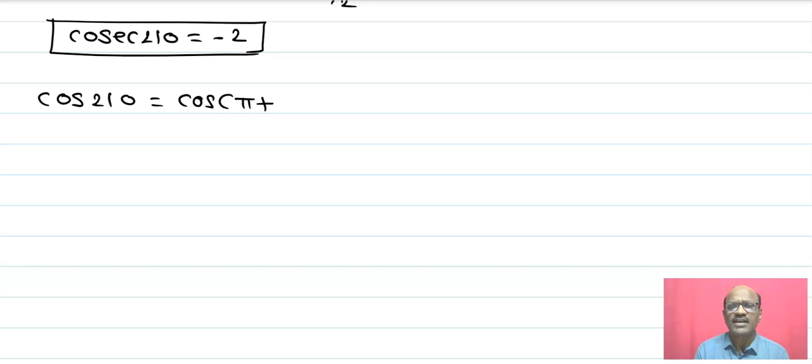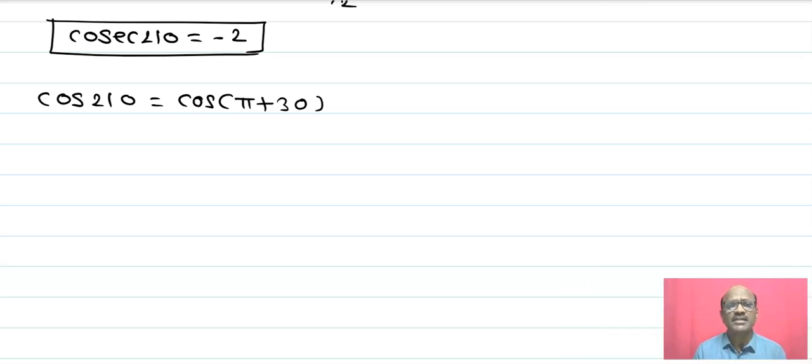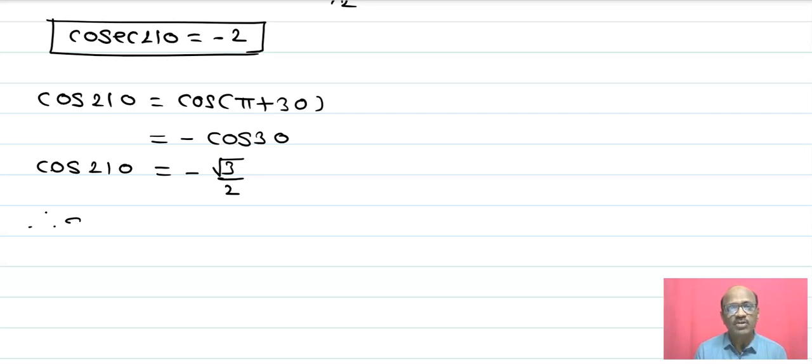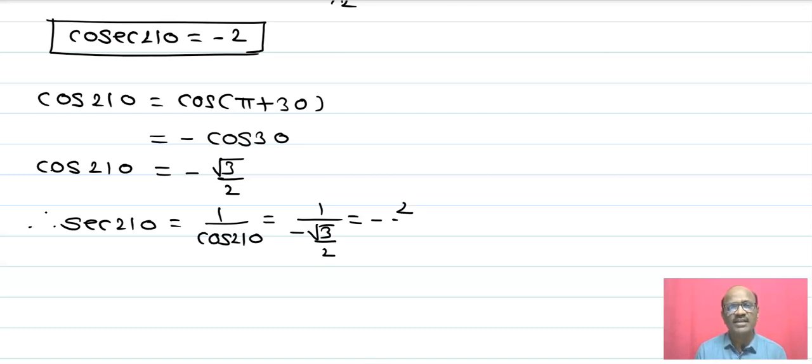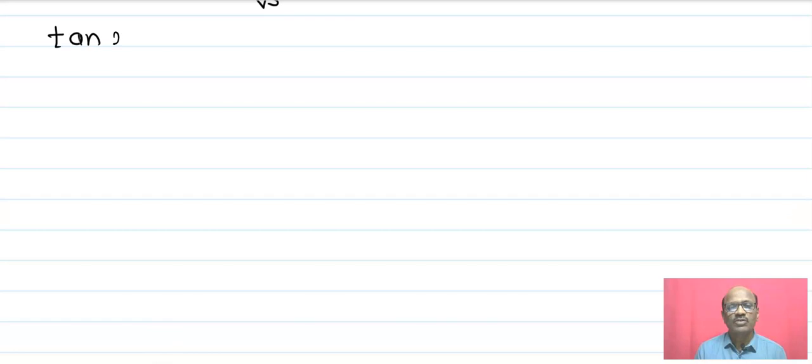Now cos of 210, again it is written as pi plus 30. Whenever there is a pi angle, the function remains as it is and it gets the sign of the quadrant where cos of 210 lies. It lies in the third quadrant. Therefore it is written as minus cos of 30, and the value of cos 30 is root 3 upon 2. Therefore, cos of 210 is equal to minus root 3 upon 2. To find the value of sec of 210, it is a reciprocal of cos of 210. That is 1 upon minus root 3 upon 2, written as minus 2 upon root 3. Therefore, sec of 210 is minus 2 upon root 3.